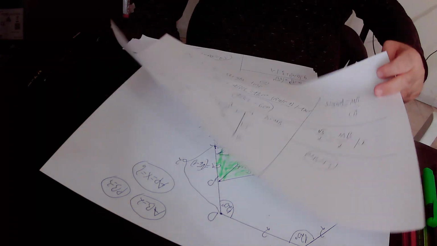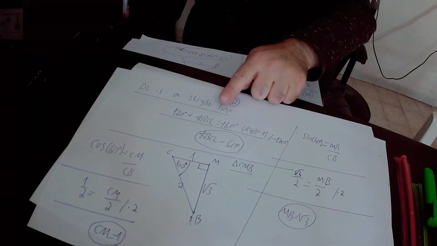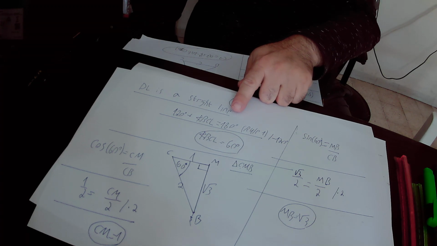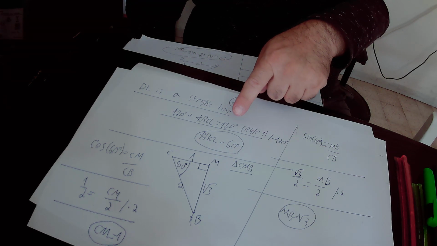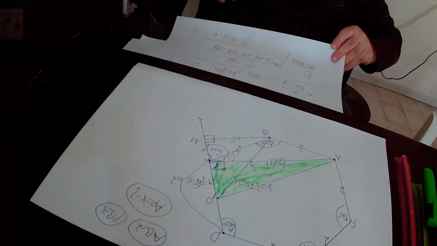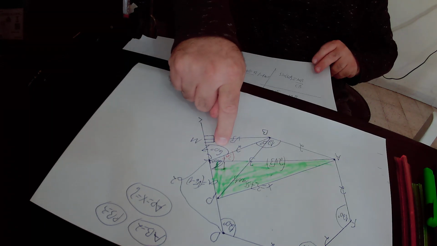120 degrees plus the missing angle BCL, in total they must be equal to 180 degrees according to rule number 1. We subtracted 120 degrees from this equation and found out that the missing angle BCL equals 60 degrees. This angle BCL equals 60 degrees.